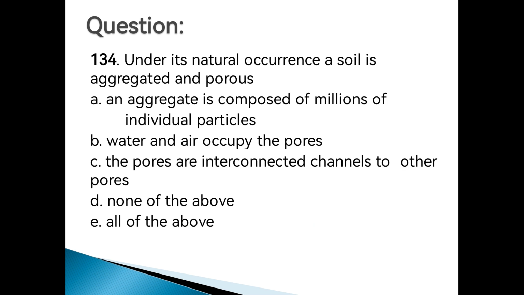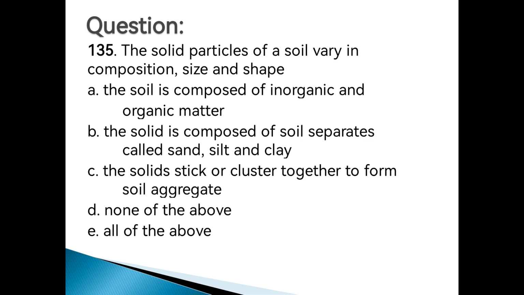134. Under its natural occurrence, a soil is aggregated and porous. A. An aggregate is composed of millions of individual particles. B. Water and air occupy the pores. C. The pores are interconnected channels to other pores. D. None of the above. And E. All of the above. The correct answer is E. All of the above.